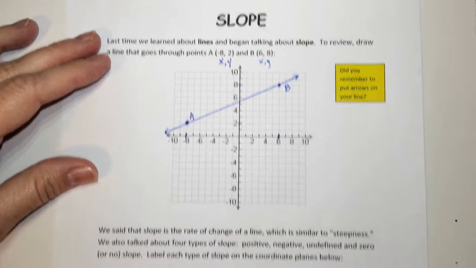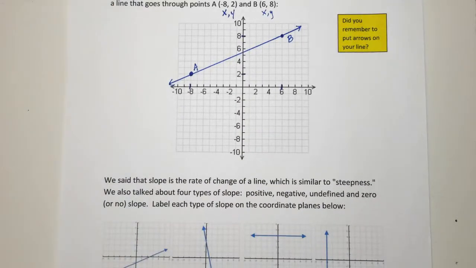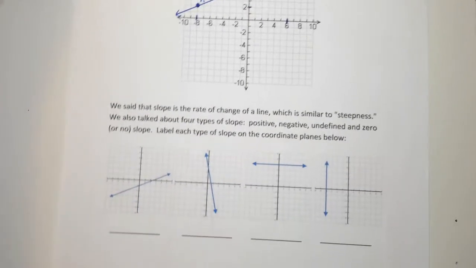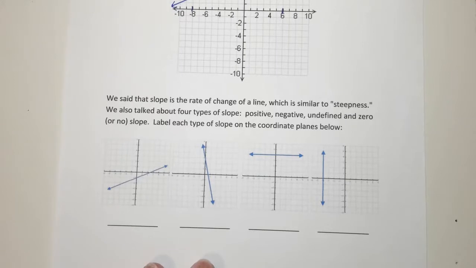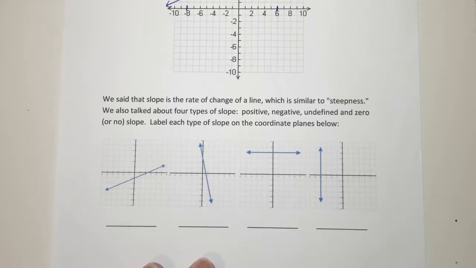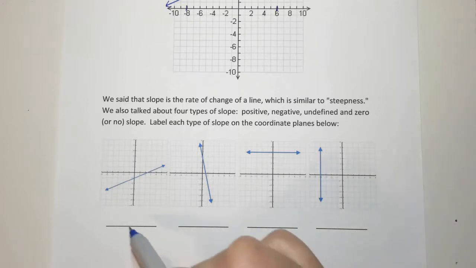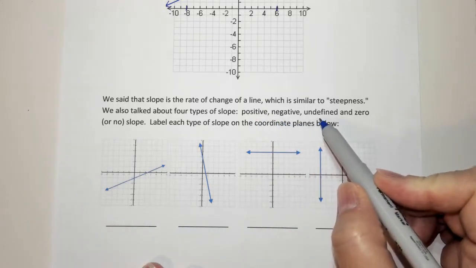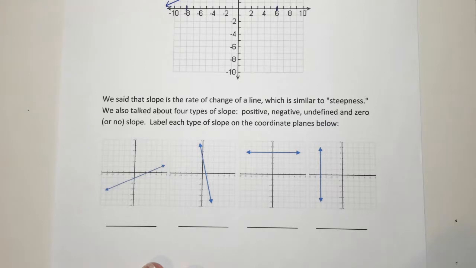Good. Now we said that slope is the rate of change of a line, which is similar to steepness. We also talked about 4 types of slope: positive, negative, undefined, and 0 or no slope. Label each type of slope on the coordinate planes below. So please go ahead and pause the video here and write on the blank lines either positive, negative, undefined, or 0.